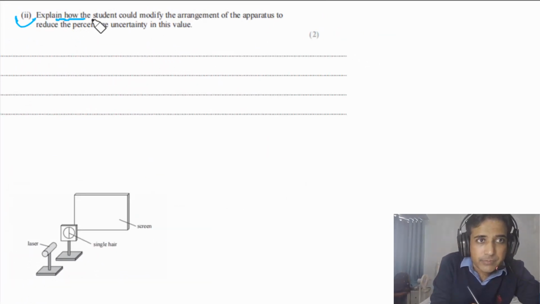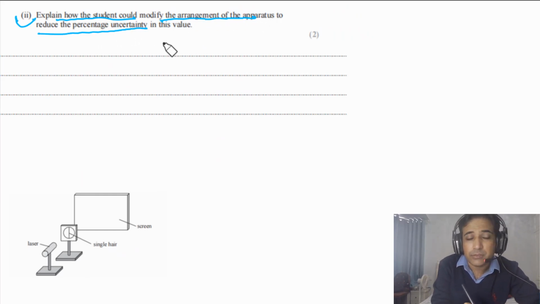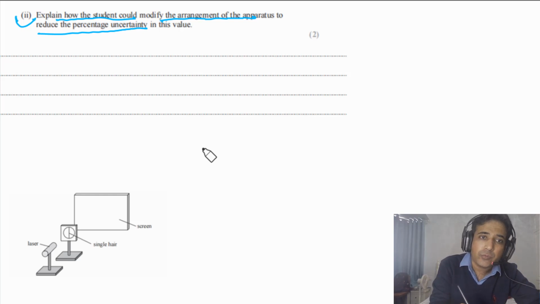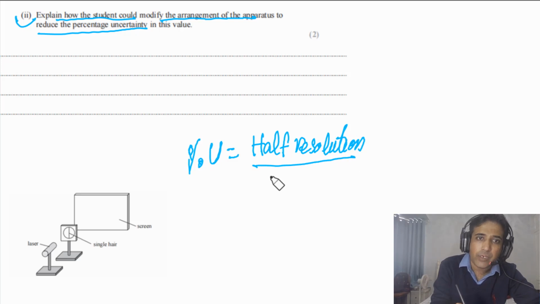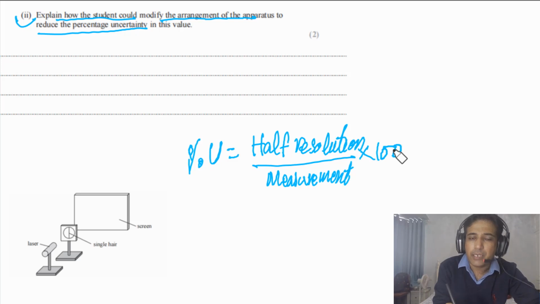Second part says, explain how the student could modify the arrangement of the apparatus to reduce the percentage uncertainty in this value. First of all, we need to understand how we calculate percentage uncertainty. Percentage uncertainty is equal to half resolution divided by measurement, multiplied by 100.